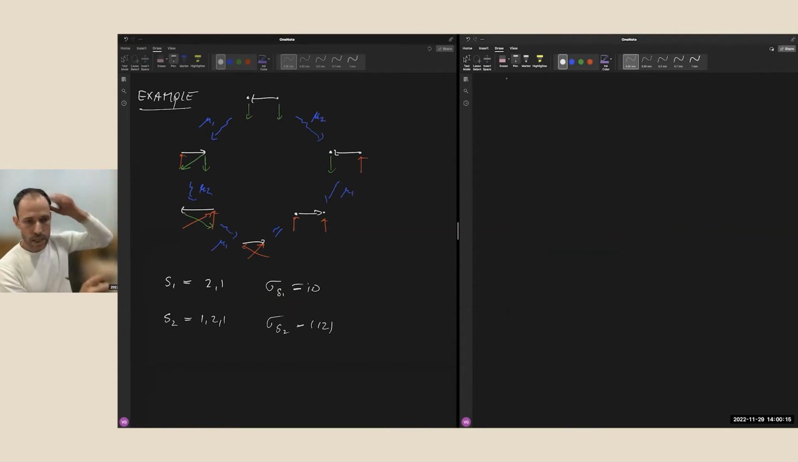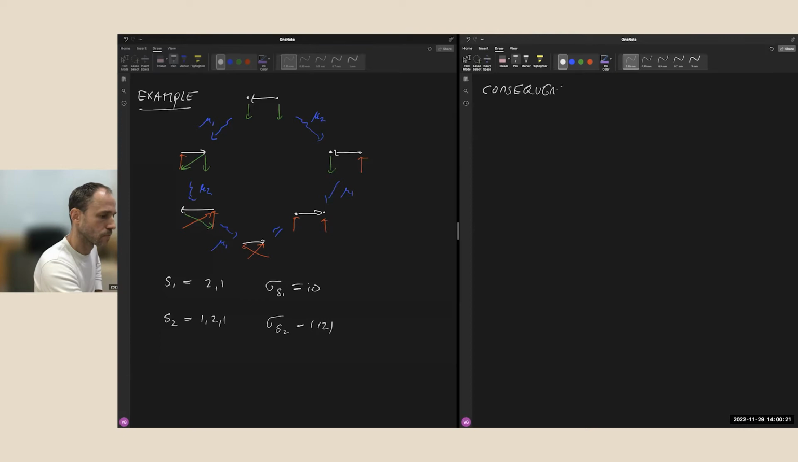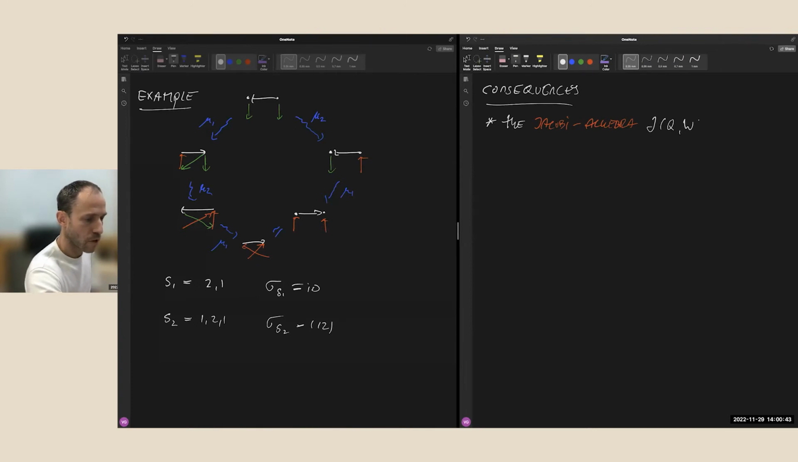So the existence of reddening sequences has nice consequences for the cluster algebra. So first I want to mention that the Jacobian algebra is finite dimensional. So it is some sort of finiteness condition. So the Jacobian algebra of Q with respect to a non-degenerate or generic potential is finite dimensional.